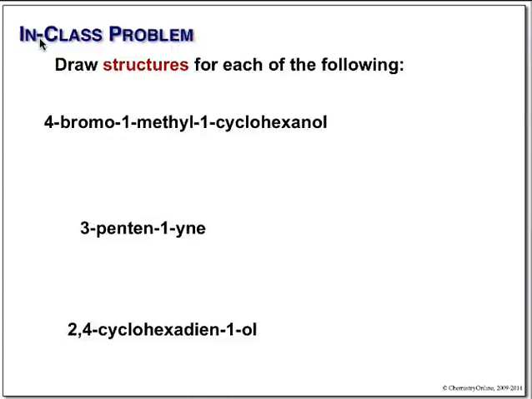So our first one here, we're dealing with a cyclohexanol. It's a 1-methyl-1-cyclohexanol. That means that we have a 6-membered ring with a hydroxyl and a methyl group on the same carbon. And across the ring from it, we have a bromine. Putting it all together, they should look something like this.